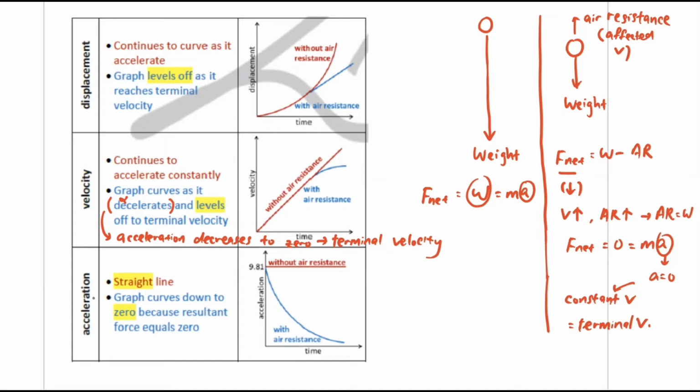Okay, now we look at the third graph, acceleration versus time. So for the red one, without air resistance, it is a straight line, showing that it has a constant acceleration of value 9.81. So for the blue one with air resistance, the acceleration decreases. So that's how you can see the acceleration keeps decreasing, from 9.81 until 0. When it is 0, terminal velocity is achieved. When a equals 0, we call that terminal velocity.